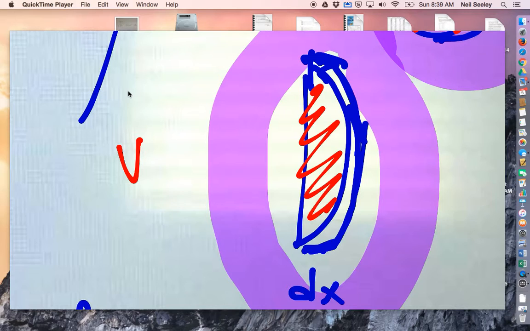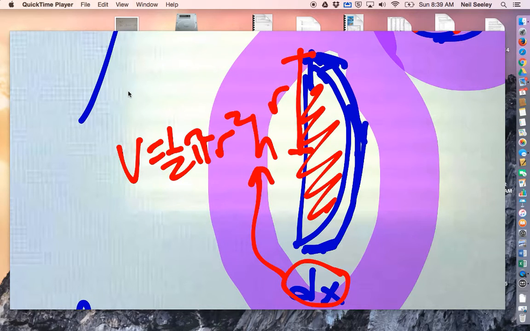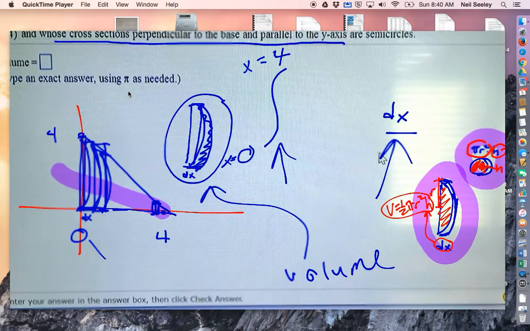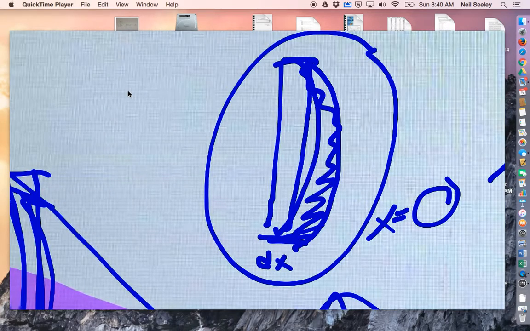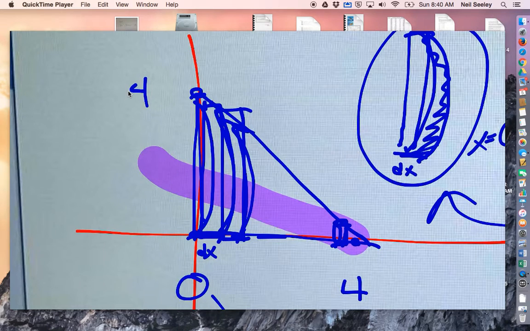So our volume of this one is going to be half pi r squared times h. And the cool thing is the h is dx, how thick it is, and the r is this distance right here, which we're going to get from our picture because we laid it across a function. So here's our volume, pi r squared h, and our h is dx. I'm going to go back to the original slices that I laid across there. We can actually find the distance from top to bottom of any one of these slices.